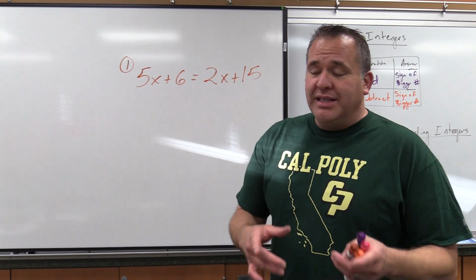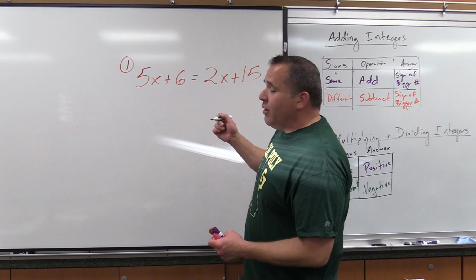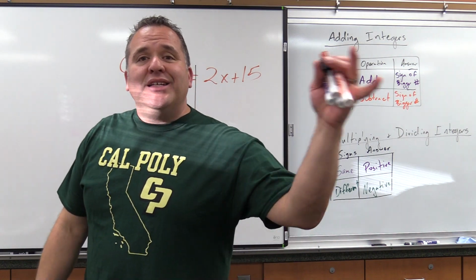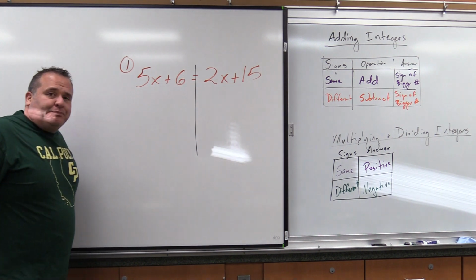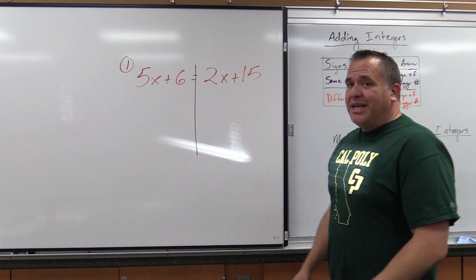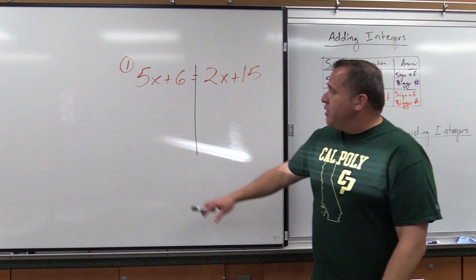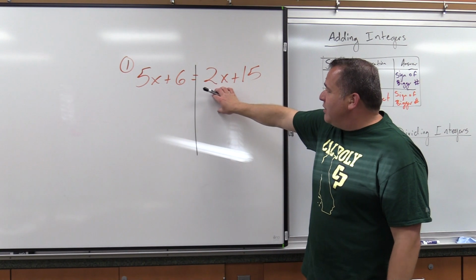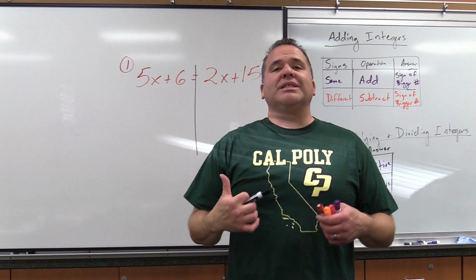So what I'm going to do next is this. I find it very helpful to draw what some teachers call a wall. I just call it a line. So we're going to draw a line dividing the equation into two parts, the left side and the right side. And what we want to do is get our variables on the same side of the equation. So we could take this 5x and move it to this side, or we could take the 2x and move it to this side. It doesn't matter. Either one will give us the same answer.